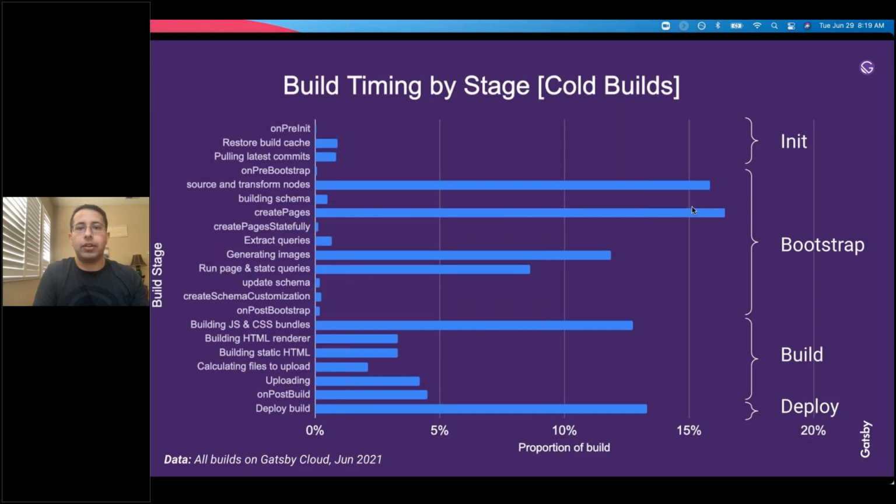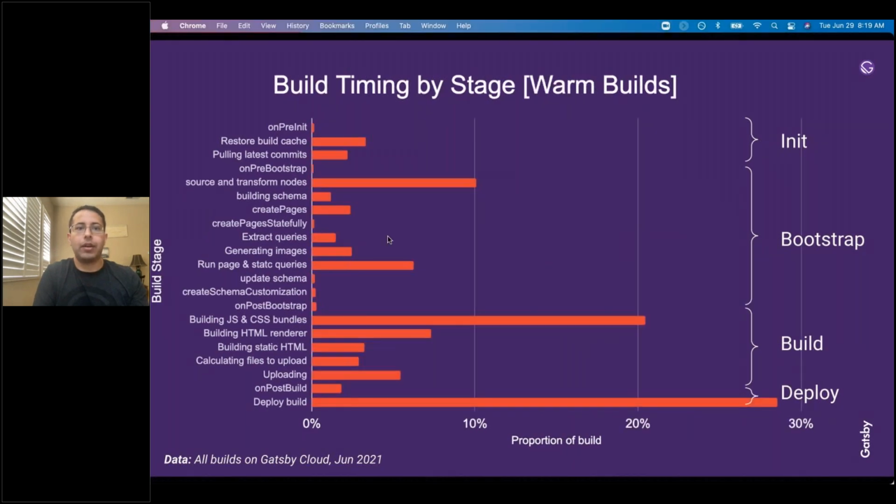You can see here, this is cold builds. So you can see the bulk of the time for cold builds is in the bootstrap, the build, and then the deploy, right? You can see a couple of these long sticks, so to speak. I think that was how Ward Peters put it, one of the tech leads. You can see where they are: source, transform nodes, create pages, generating images.